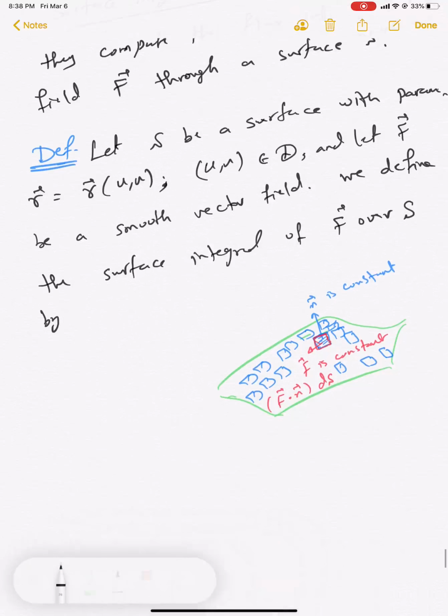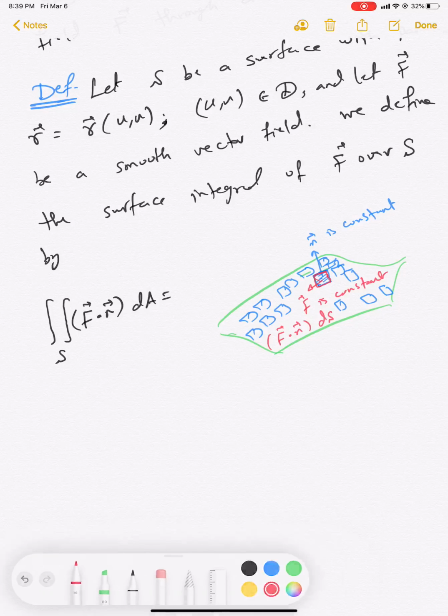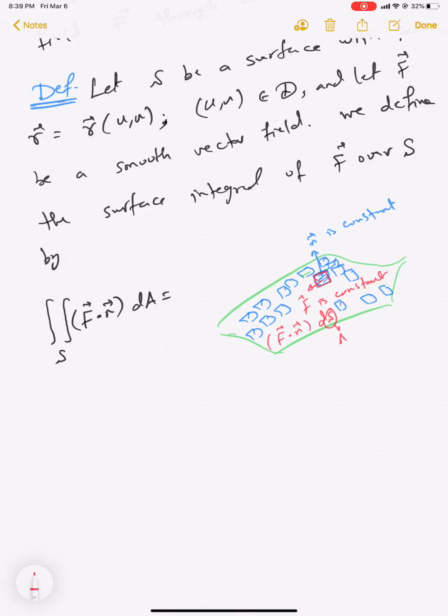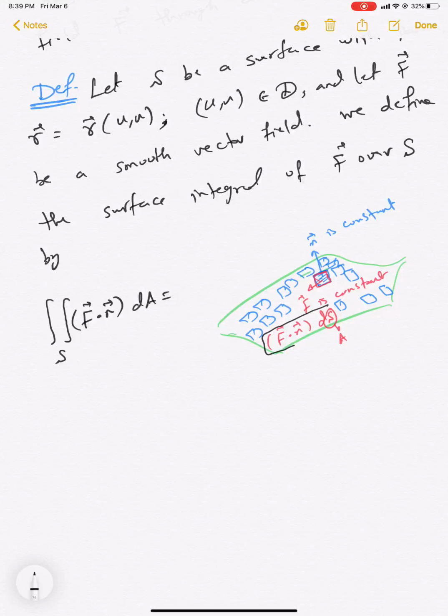So first of all, for the notation, we do it as a double integral. This is just the notation, over S, f dot n dA or dS. It depends. Some people call it dS, some people call it dA. We're talking about this S. It could be A. That's not a big deal. Okay, so this is our notation. Where did this notation come from? It comes from this notation here. Now, how do you compute this?